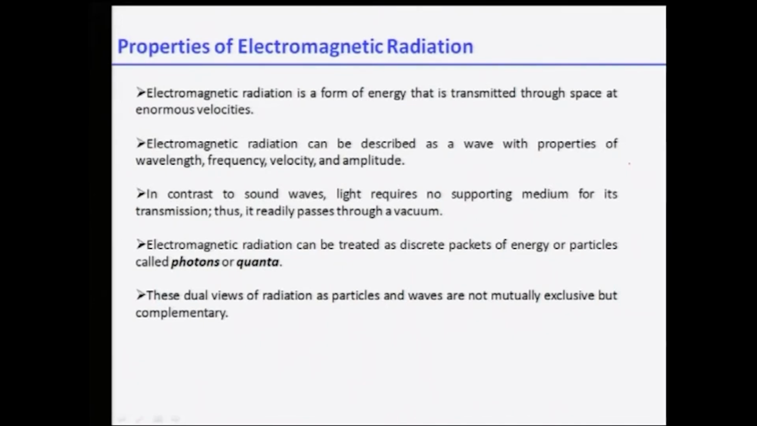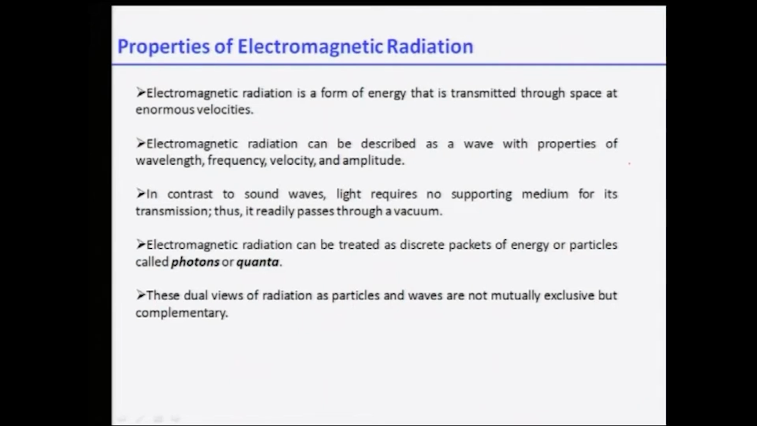velocity, in fact the velocity of light, and it can obviously be described by a wave. It has a wavelength, the velocity can be related with wavelength and frequency, and obviously like any other wave it has amplitude, we know that. In contrast to sound waves, light requires no supporting medium. We know that light from the sun travels such a long distance without any medium. So that means it can pass through vacuum, so there is no problem.